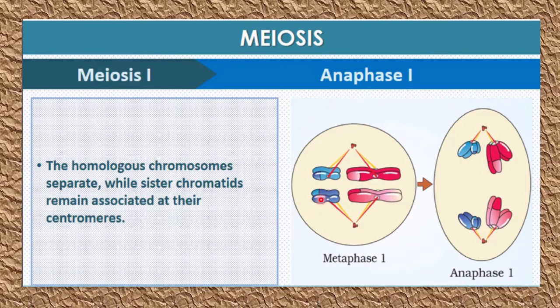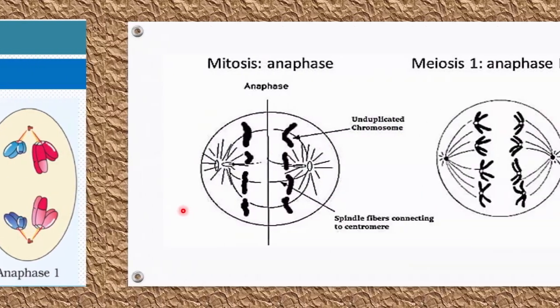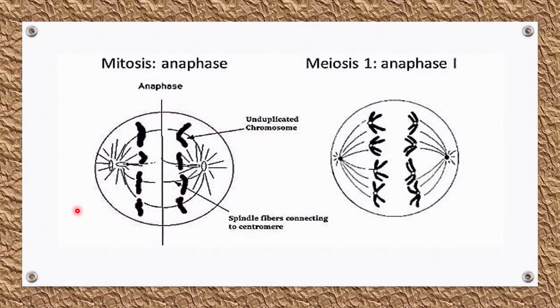here you can see all the chromosomes will be associated with their sister chromatids. The sister chromatids will not be separated. Let me compare the anaphase of mitosis and meiosis. So what happens in mitosis? In mitosis during anaphase, all the sister chromatids will be separated or dissociated from each other, and the centromere will break down in that case.